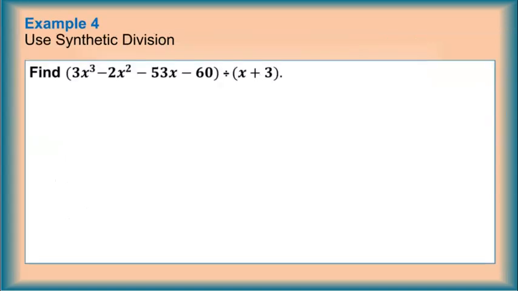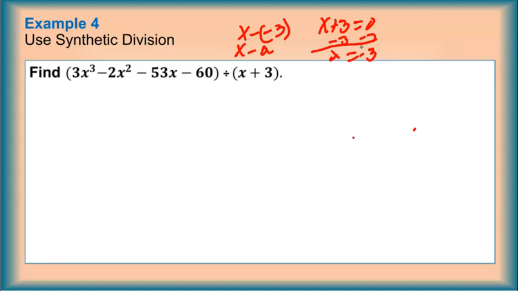So here's an example. If I have 3x cubed minus 2x squared minus 53x minus 60, and I want to divide that by x plus 3, well, first I want to find my a, because remember this is x minus a, but since I have a plus sign, this is really x minus a negative 3. So really my a is a negative 3. But how can I prove it without doing all that? Well, if I did x plus 3 equals 0, I would just subtract 3 on both sides, and I would have x equaling a negative 3.